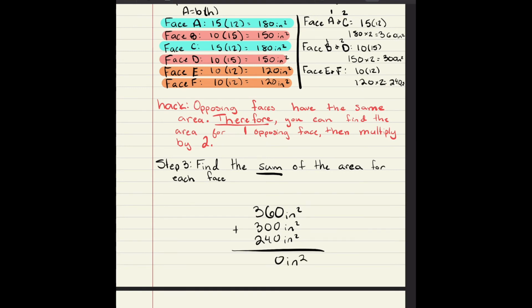0, 0, 0, 0 is 0. 6 plus 4 is 10. Carry the 1. 3 plus 3 is 6. Plus 2 is 8. Plus 1 is 9. So I have 900 inches squared as my surface area.